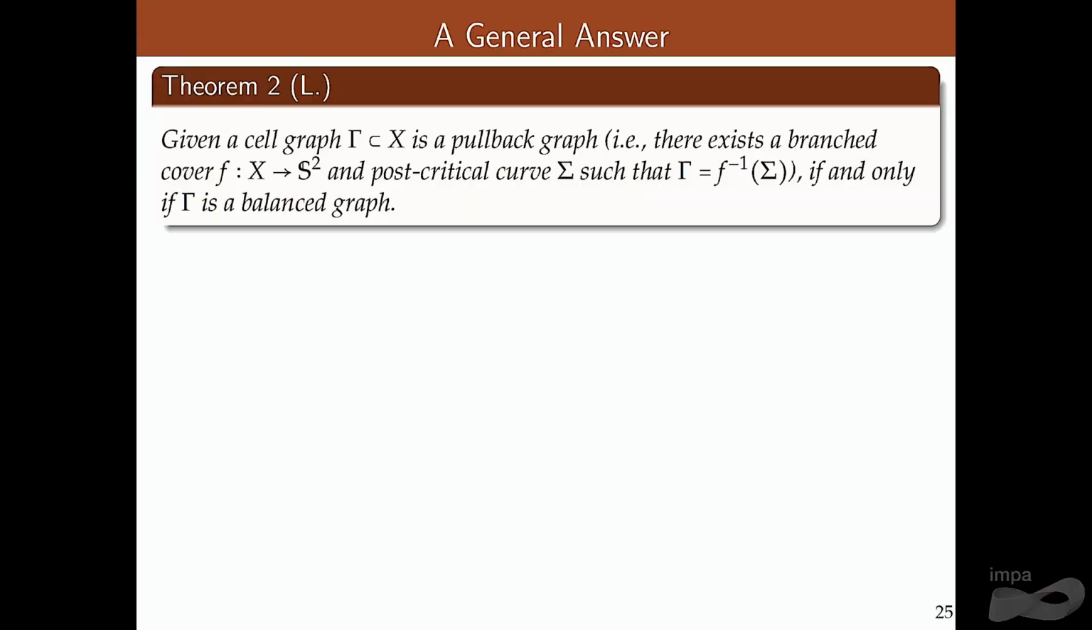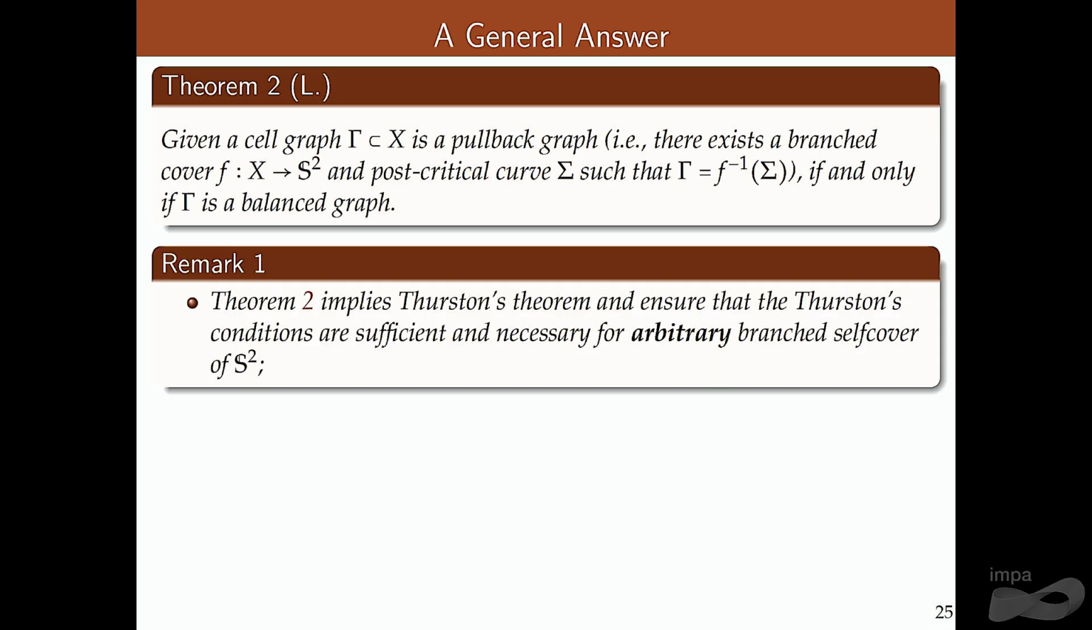I have some 5 minutes. One remark: this is a generalization of the partial answer given by Thurston, so it implies it. It says more: it says that the conditions that Thurston introduced are sufficient in the planar case. And I did not put it here, but the theorem also covers all self-coverings of the sphere, not only generic ones, any one.